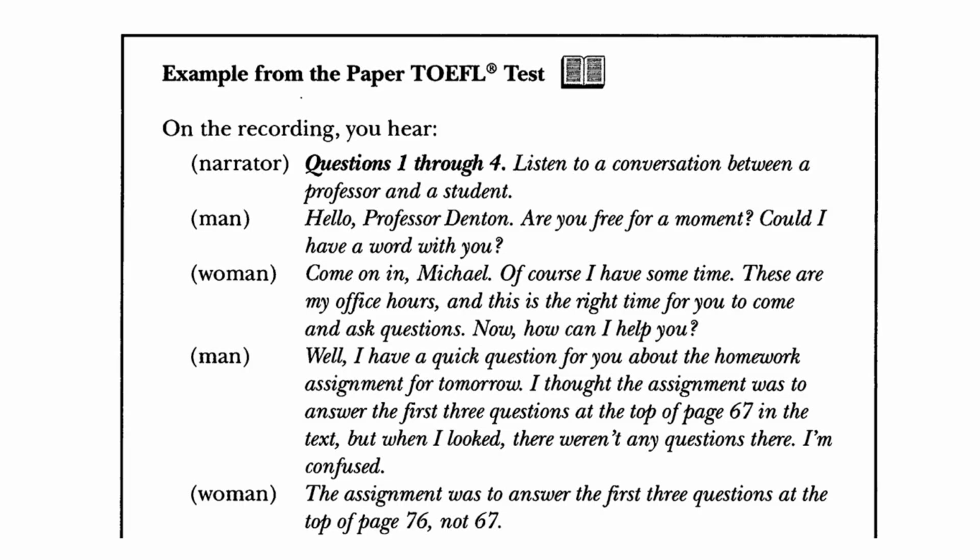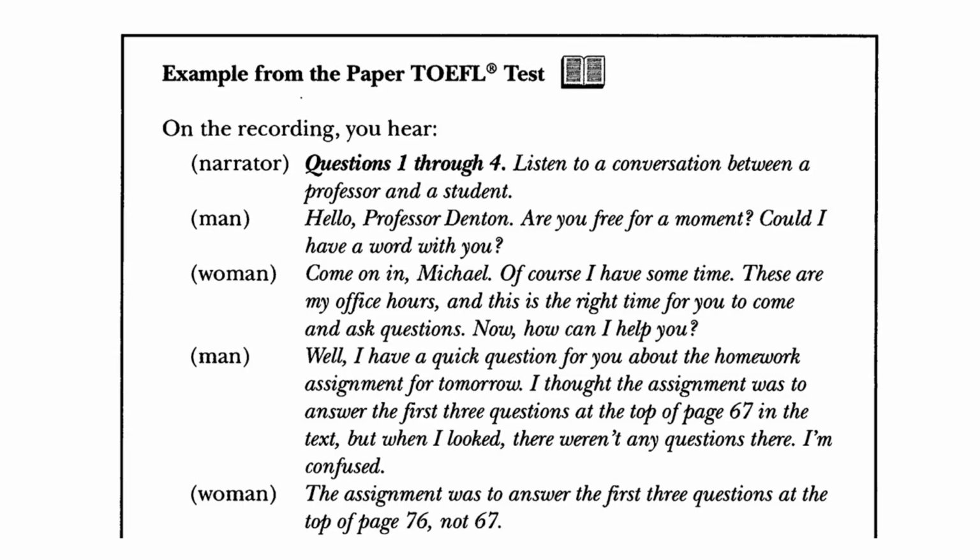Man: Hello, Professor Denton. Are you free for a moment? Could I have a word with you? Woman: Come on in, Michael. Of course, I have some time. These are my office hours, and this is the right time for you to come and ask questions. Now, how can I help you?